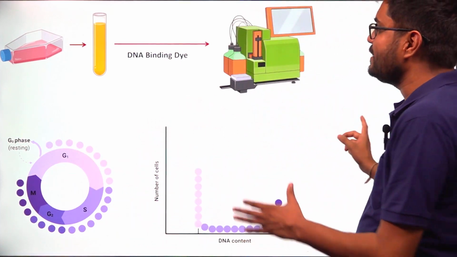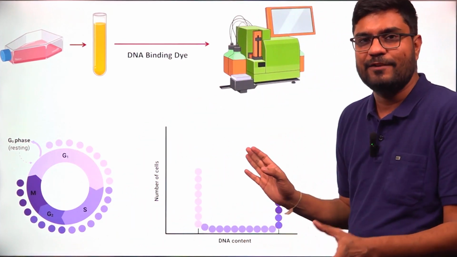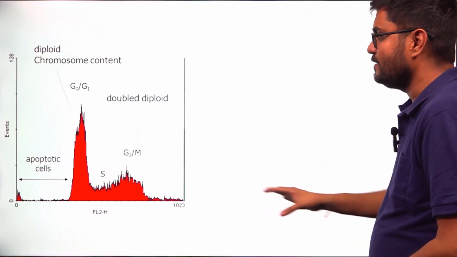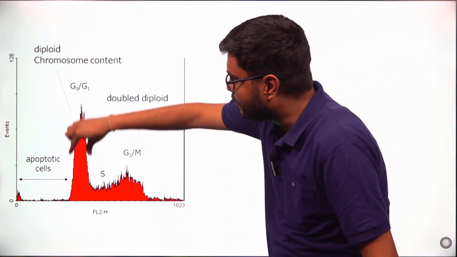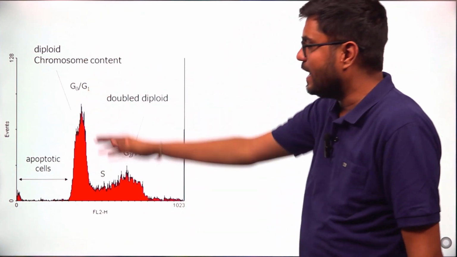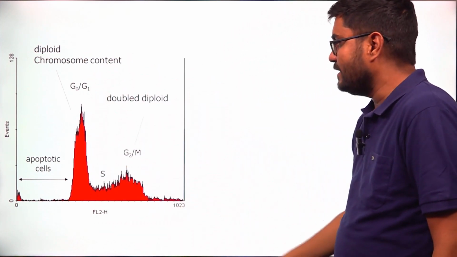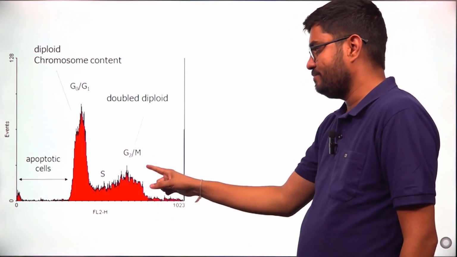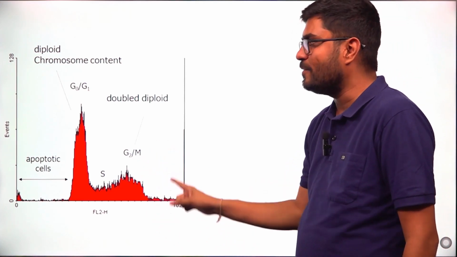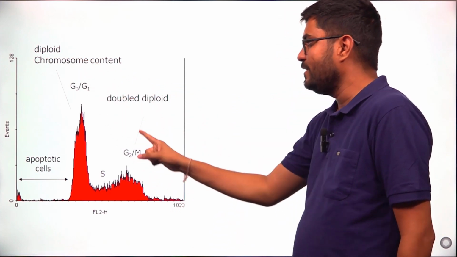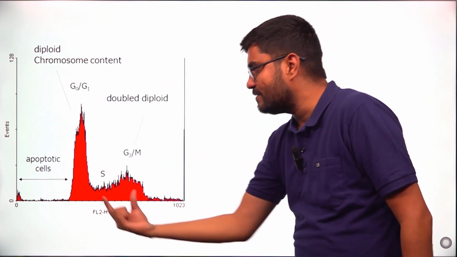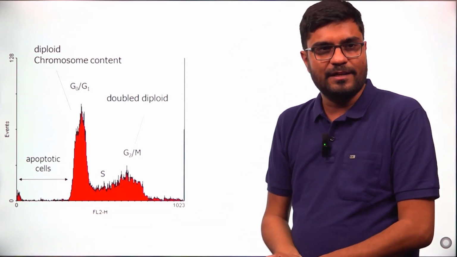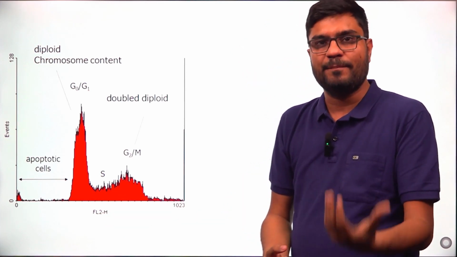Now what kind of result do I actually get in a flow cytometer? This is the graph. Very simple to understand. We have the peak of G1 phase, X amount of DNA. Then we have the peak of G2 phase, 2X amount of DNA, that is diploid 2n, then double diploid, that is 4n. And in between we have the cells which are in S phase of the cell cycle, doing replication.